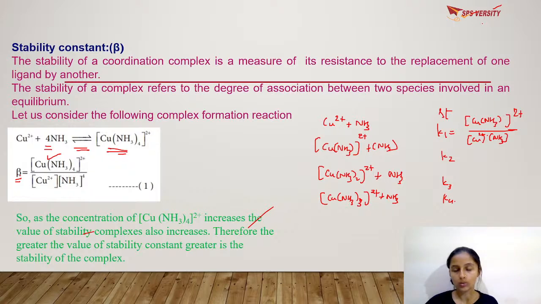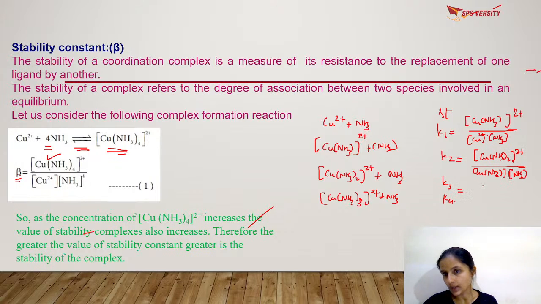What's K2 over here? K2 is equal to [Cu(NH3)3]2+ divided by [Cu(NH3)2]2+ times NH3, where the Cu(NH3)2 is the reactant. And K3 is equal to [Cu(NH3)3]2+ divided by [Cu(NH3)2]2+ times NH3.